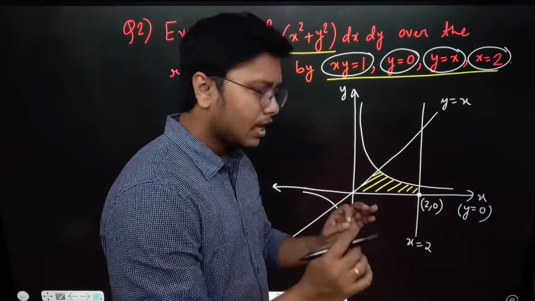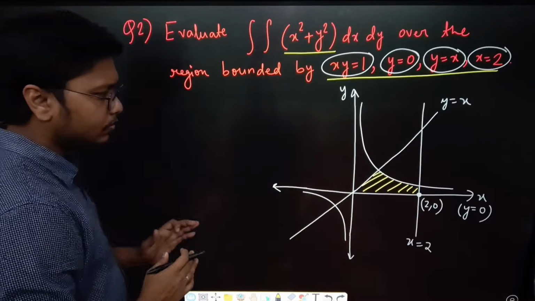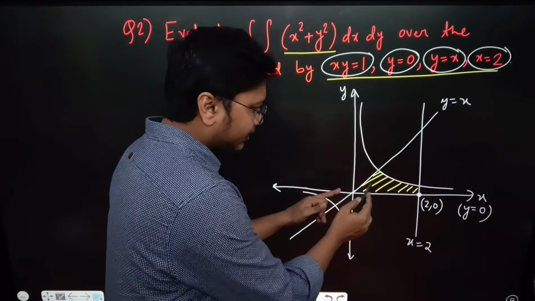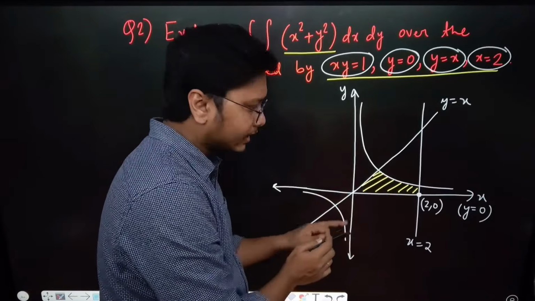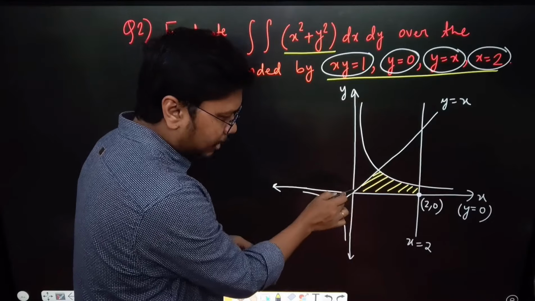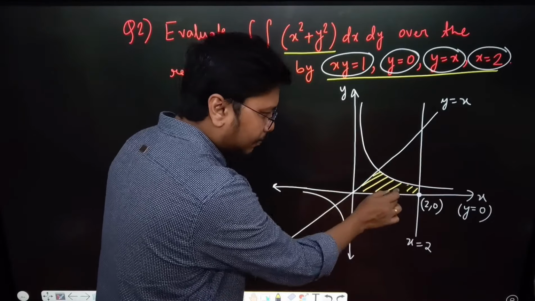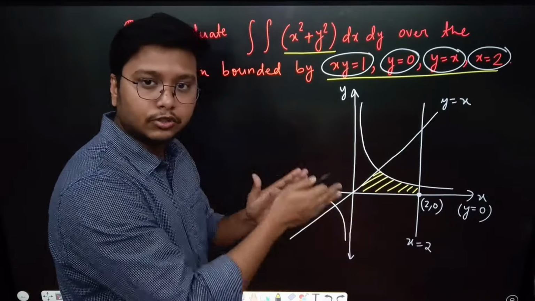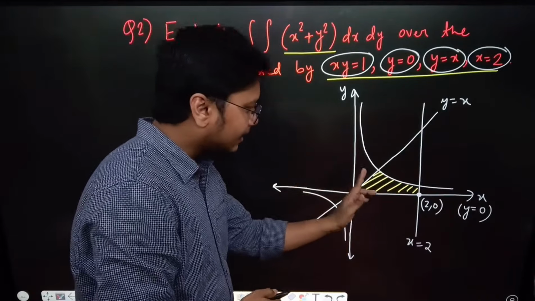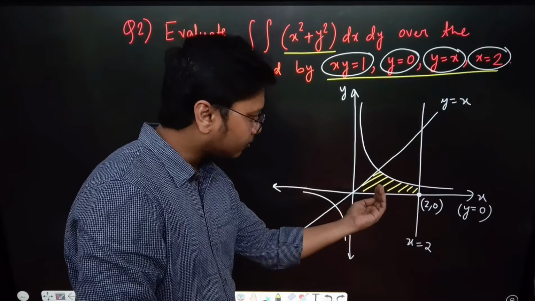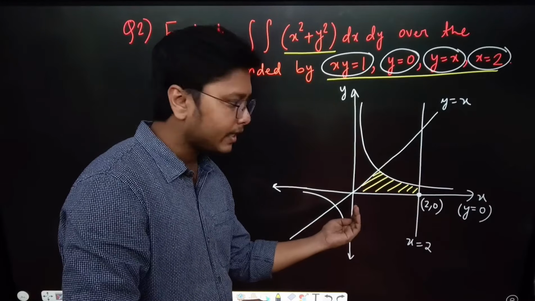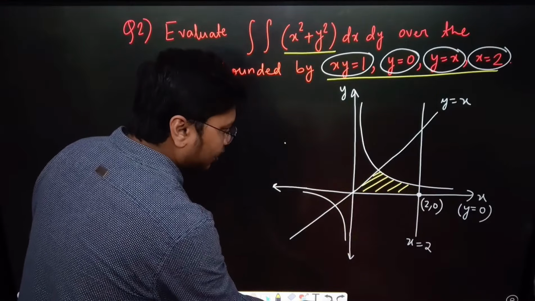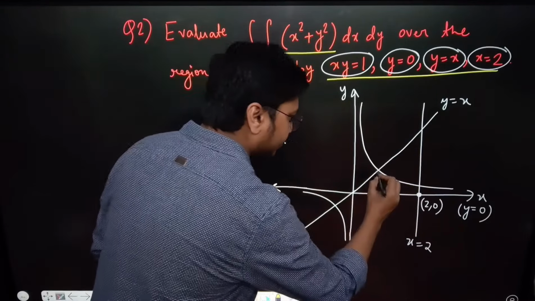Okay, so now here we have to break the region into two parts. Why is that so? Because you can see the yellow portion that I've marked is connected with some part of the straight line and some part of the hyperbola. So it's connected with two different curves. So I have to break it up in such a way that one region will be connected only with the straight line and the other only with the hyperbola part. So I will just shade in this manner.